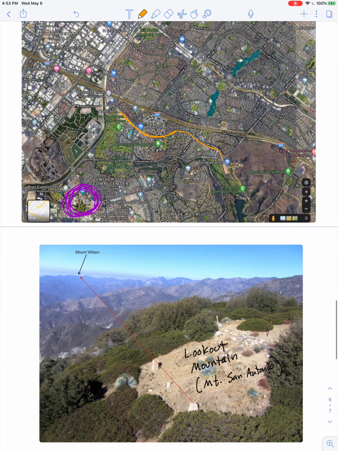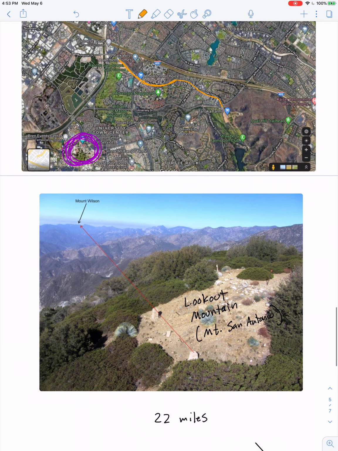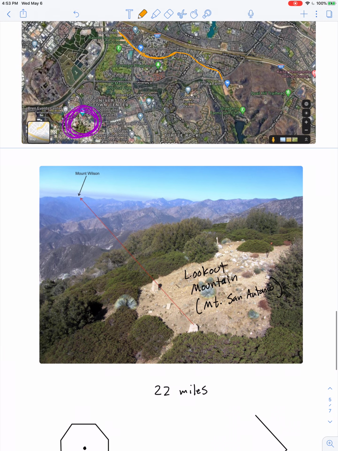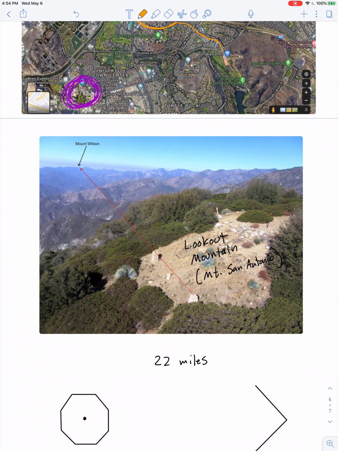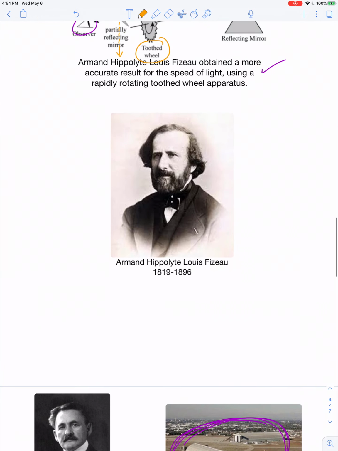Eventually, he moved his experiment to higher elevation where the air was clearer, and he had two mountain peaks just above Pasadena in the San Gabriel mountain range, two mountain peaks 22 miles apart, from Mount Wilson to Mount San Antonio, actually one lower peak on the perimeter of Mount San Antonio called Lookout Mountain. So he did something kind of like Fizeau.